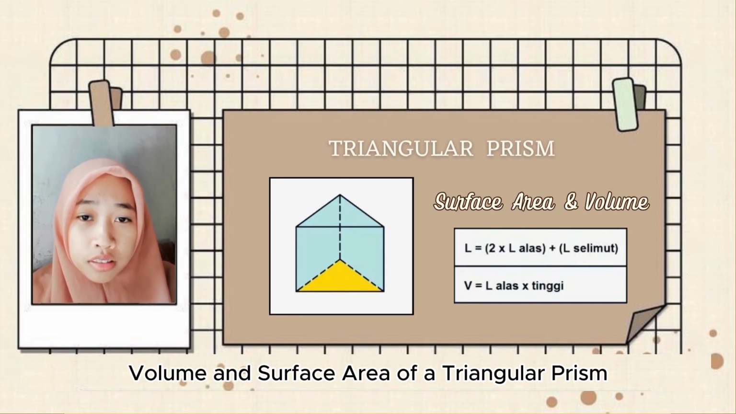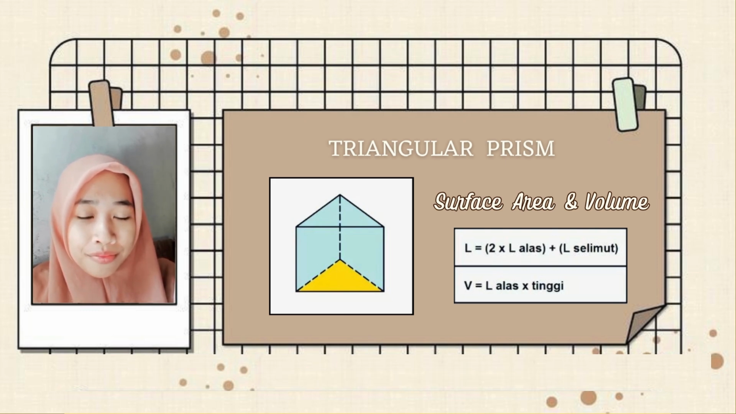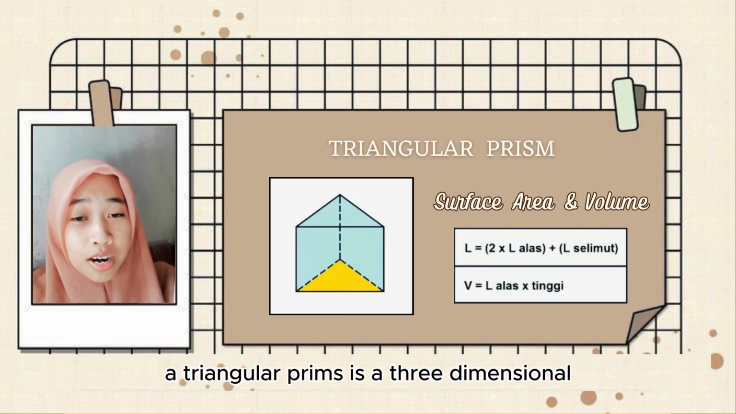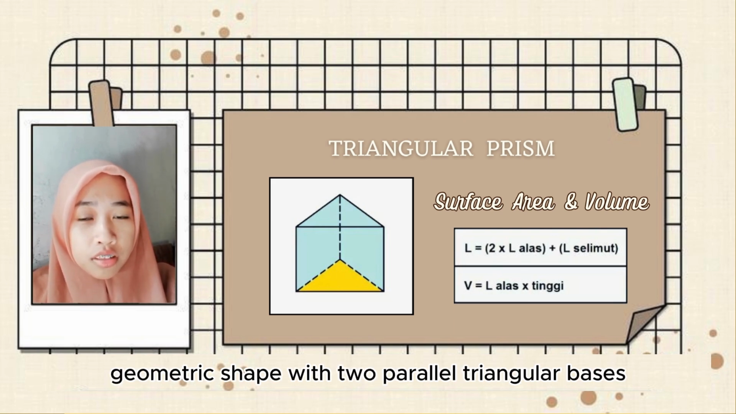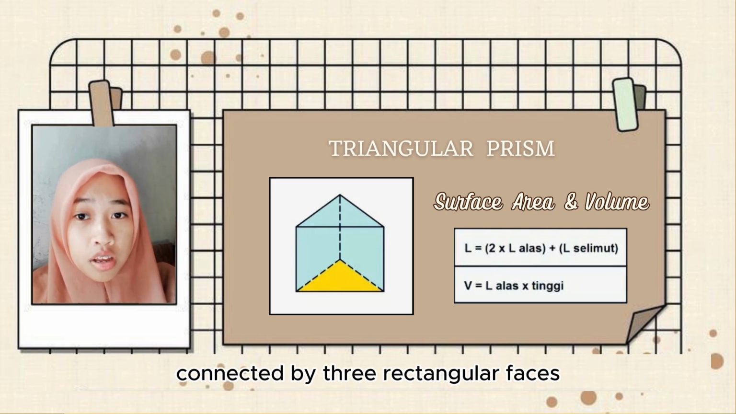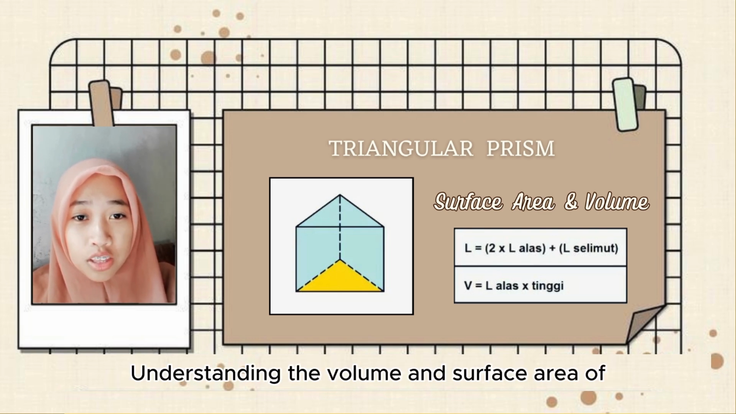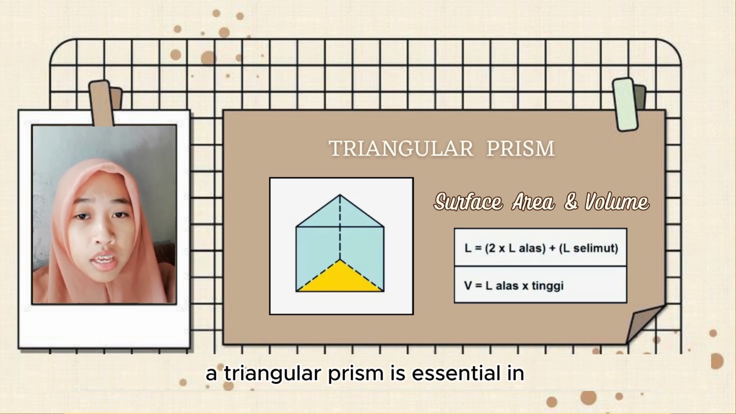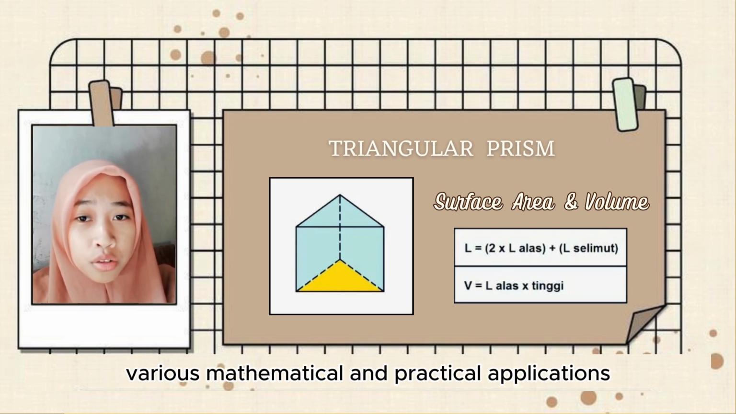Next, volume and surface area of a triangular prism. A triangular prism is a three-dimensional geometric shape with two parallel triangular bases connected by three rectangular faces. Understanding the volume and surface area of a triangular prism is essential in various mathematical and practical applications.